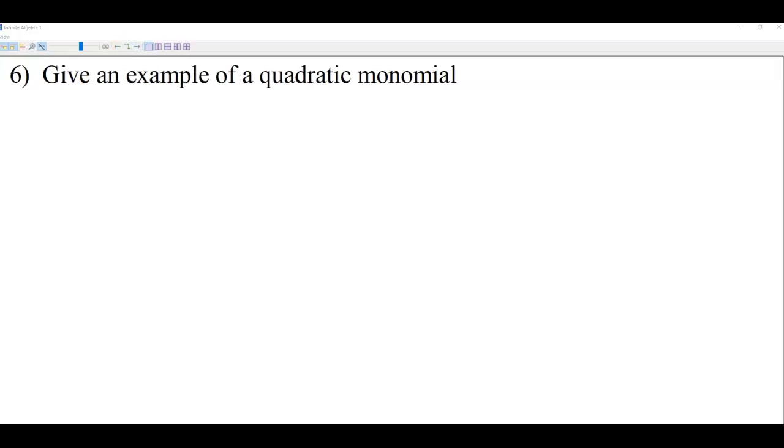Now this one's asking us to give an example, not define, but give an example of a quadratic monomial. So a monomial is when you have a number and possibly a variable. And in this case we have to have a variable because it needs to be quadratic, and quadratics have powers of 2. So this is an example of a quadratic monomial. It's only one term.